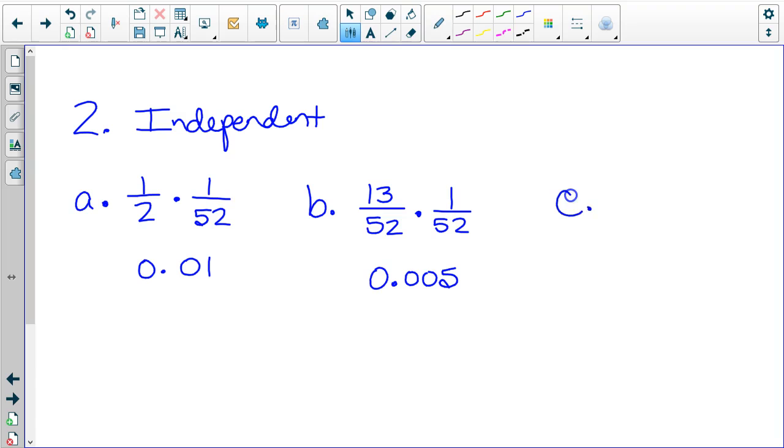Okay, C. 2 kings. So that would be 4 out of 52, right? Yep. Times 4 out of 52, because you put it back. 1 over 13, yeah, you can reduce. So what do you get for that one?